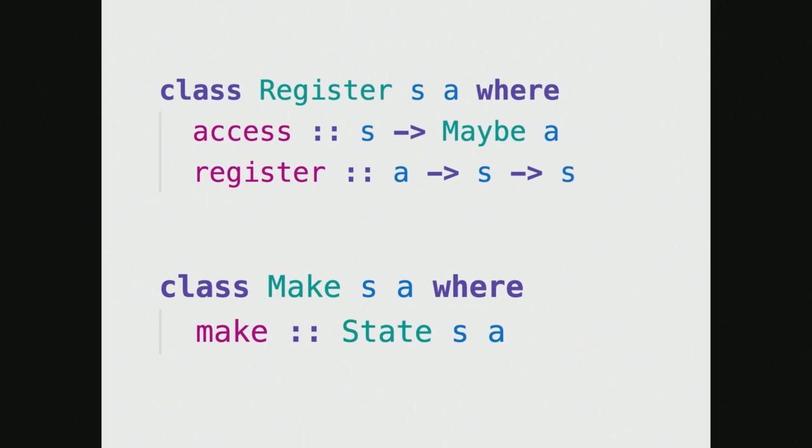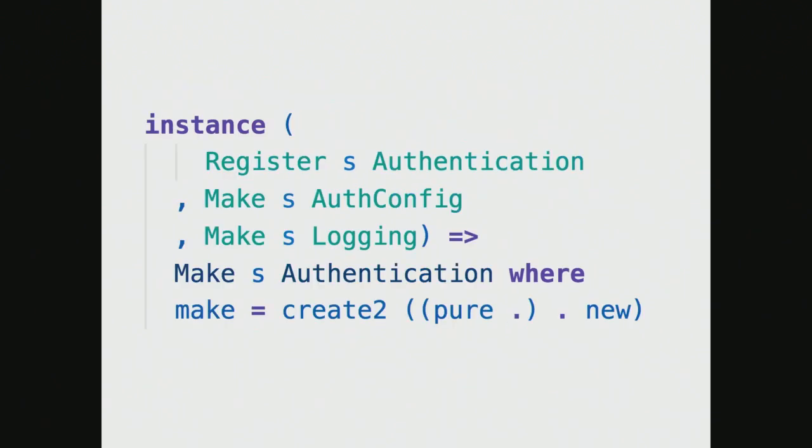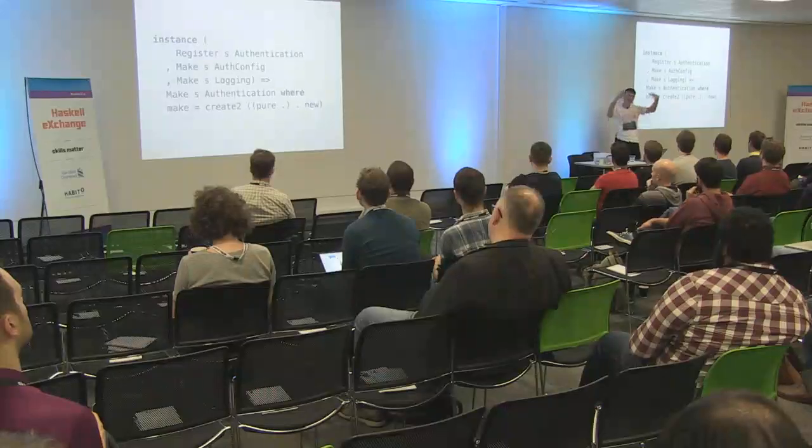And by using those two type classes, I can have some instance of those type classes, say, okay, my authentication, how can I make an authentication component? Well, I can make it if I know how to make the config, if I know how to make the logging, and then if I can register the component I just made somewhere so that it can be accessed later on. And that will make all singletons in my application graph.